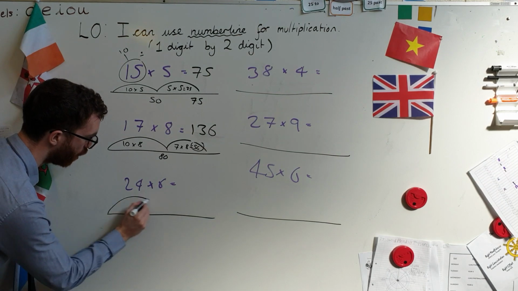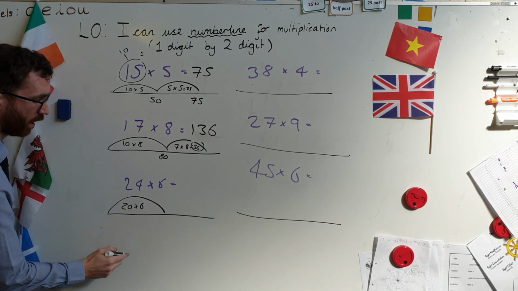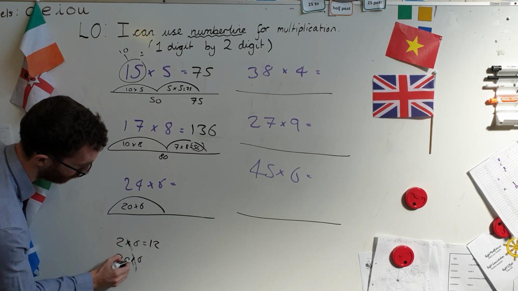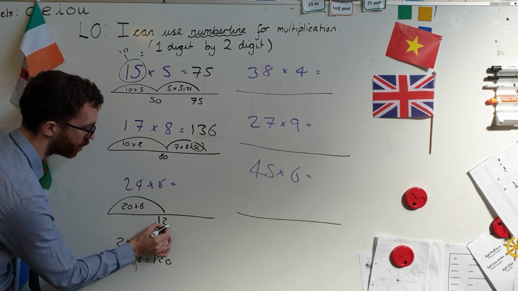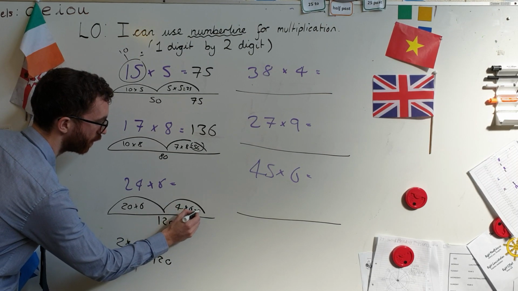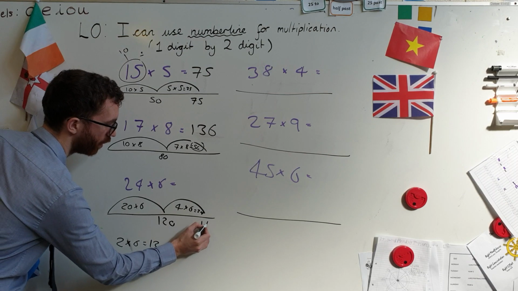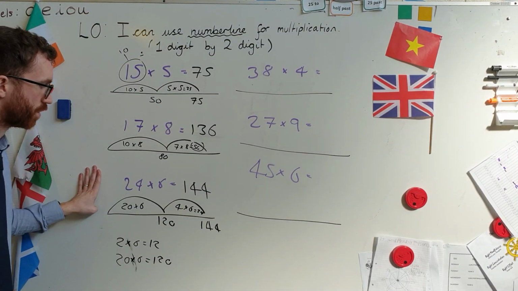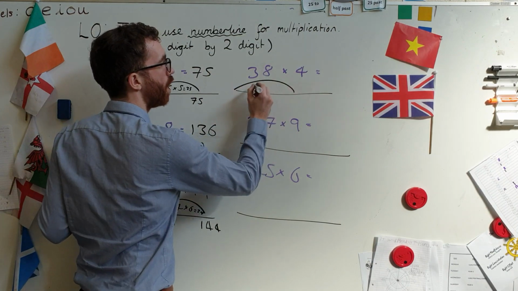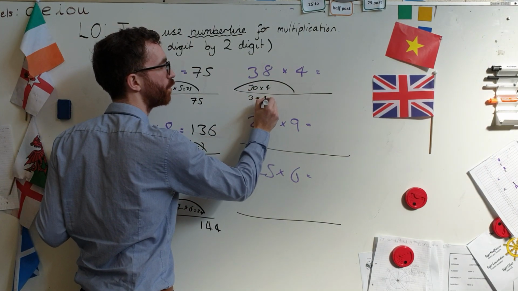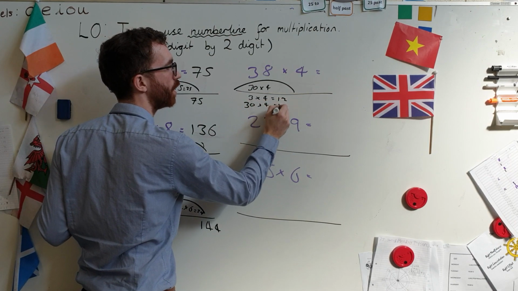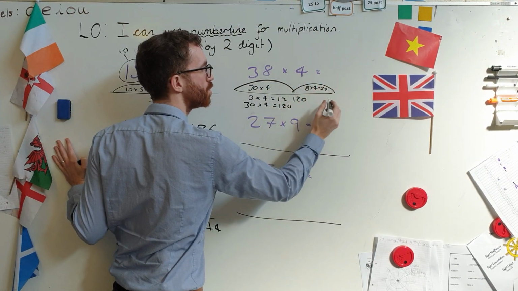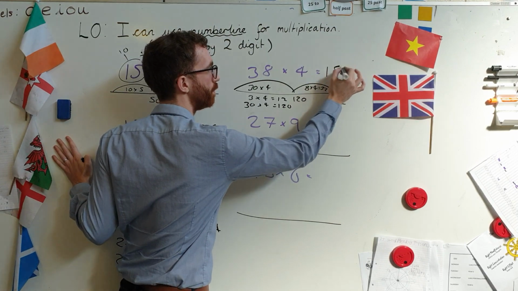Next, 24 times 6. So first thing is 20 times 6. Well, I know that 2 times 6 is 12, so 20 times 6 must equal 120. So that's 120 there, and then 4 times 6 is 24, 120 plus 24 is 144. I know that's definitely right, because 12 times 12 is 144 as well. Right, 30 times 4, well, 3 times 4 is 12, so 30 times 4 must be 120. 8 times 4 is 32, 120 plus 32 is 152.